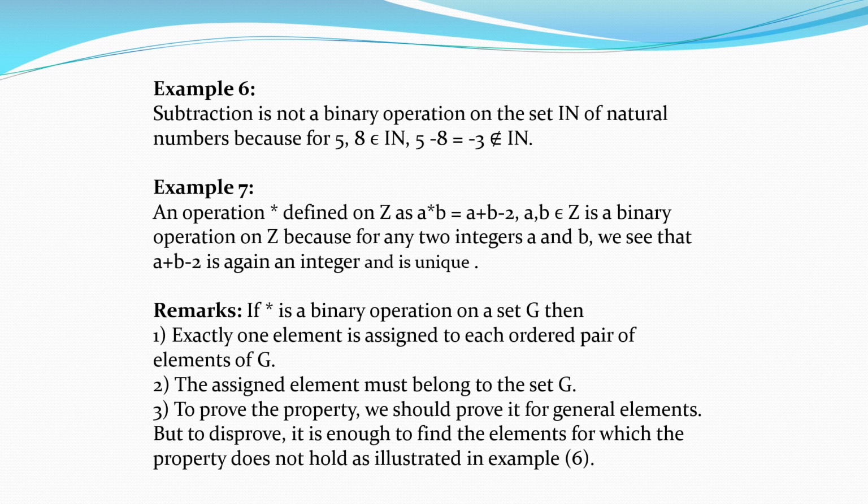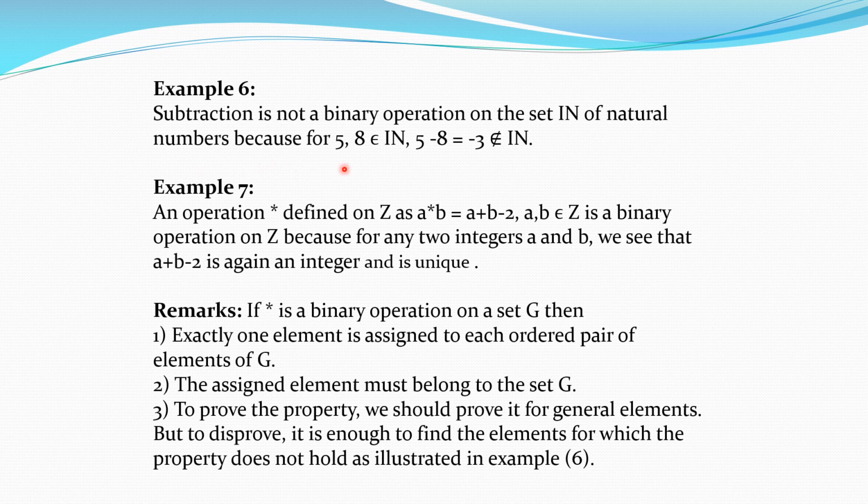Now see subtraction. Subtraction is not a binary operation on the set N of natural numbers. Whenever we say some operation is not a binary operation on a certain set, it is enough to give one counter example for which it fails. If I consider 2 and 3, then 3 minus 2 is 1, which is a natural number. But if I consider 2 and 3 and do 2 minus 3, then 2 minus 3 is minus 1, which is not a natural number.